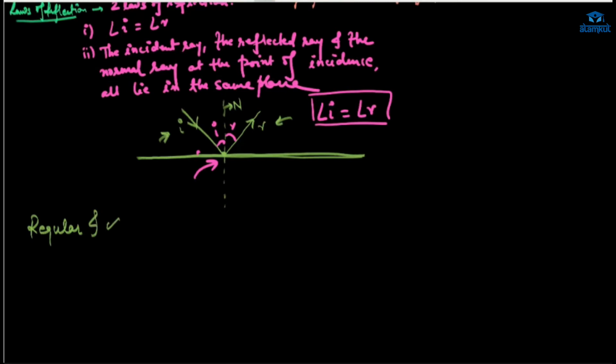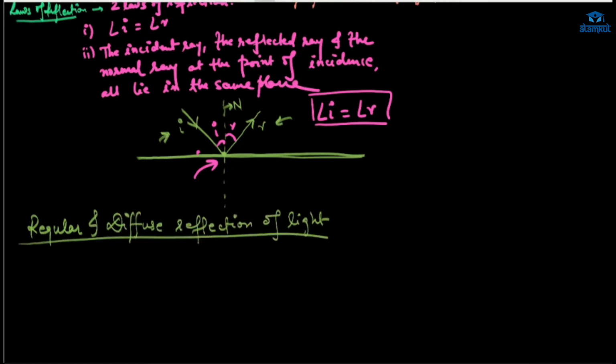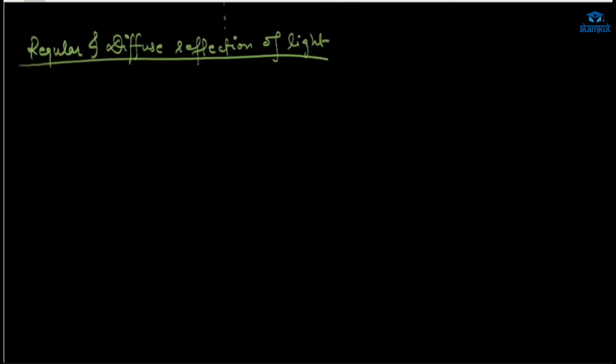Now we'll see what regular and diffuse reflection of light is. Any guess that you people can make? No? Okay. Regular and diffuse reflection of light means when the light falls on a smooth surface, there is a regular reflection of light. But when the surface is not smooth, when it is unpolished and rough, it is different.